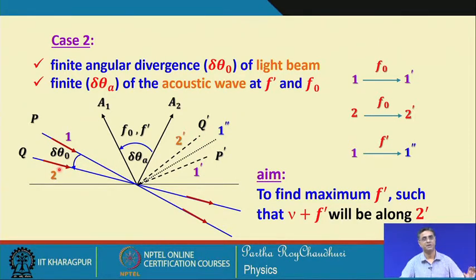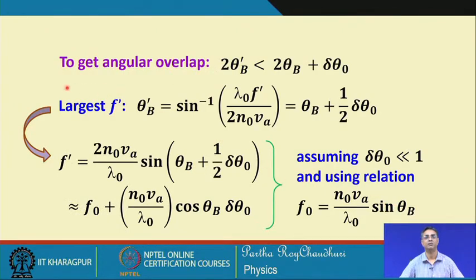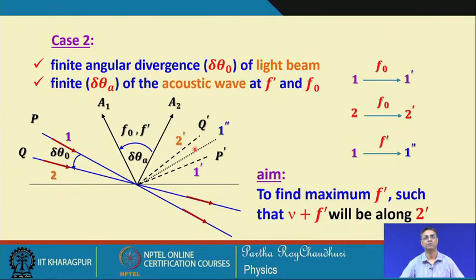That means, to say precisely, that the optical beam 1 will, at the most, be diffracted along the direction 2 dash. So, that is the maximum possible value of f dash compared to f 0, and that gives you the range f 0 minus f dash minus f 0. So, to find the maximum f dash such that this delta nu plus delta f frequency will be along 2 dash, that is the task, so that you get an overlap of all the beams.